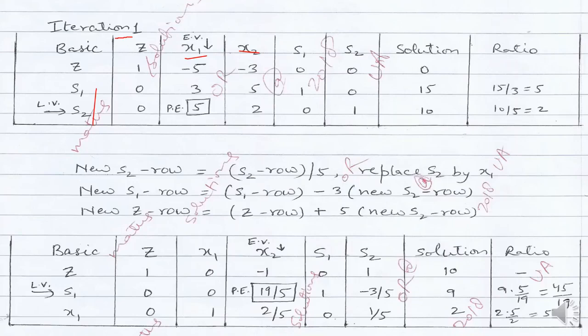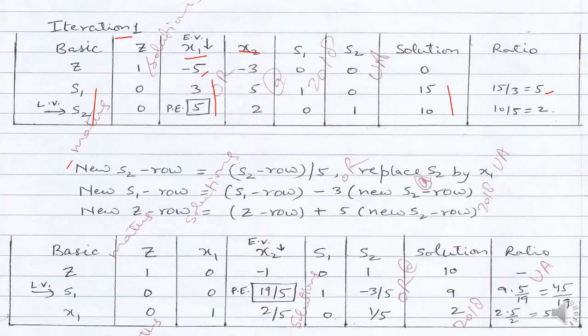We find the most negative value in the z row, because this is a maximization problem. The coefficient of x1 is −5, which is most negative, so we got the pivot column. Now for finding the leaving variable, we divide the elements of the solution column by the corresponding elements of the pivot column. So we get the ratios 5 and 2. 2 is the minimum, so the corresponding variable s2 is the leaving variable.